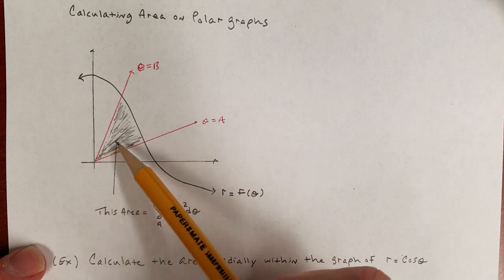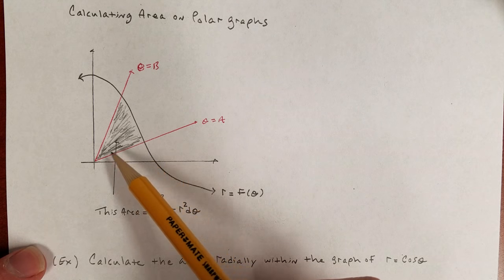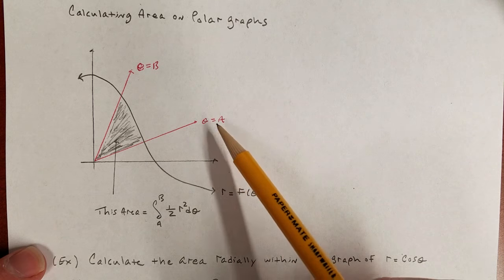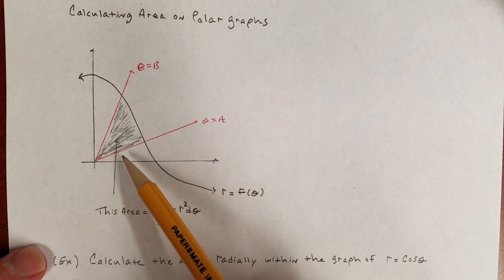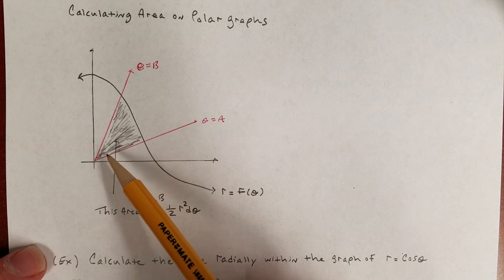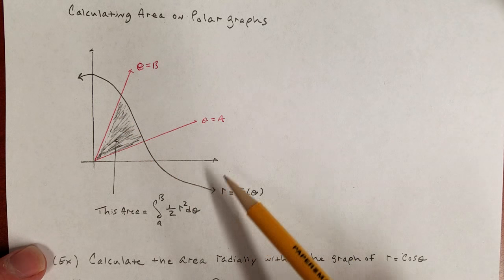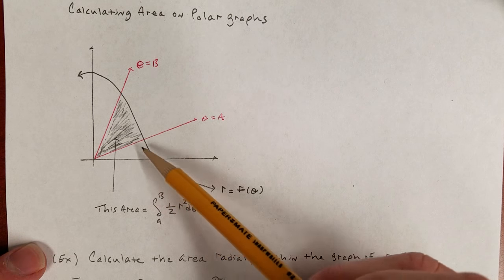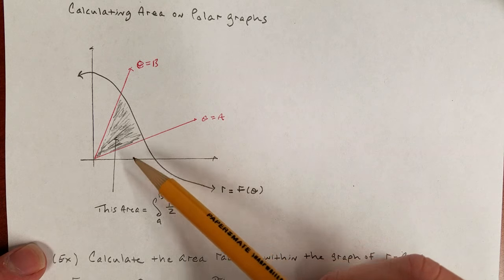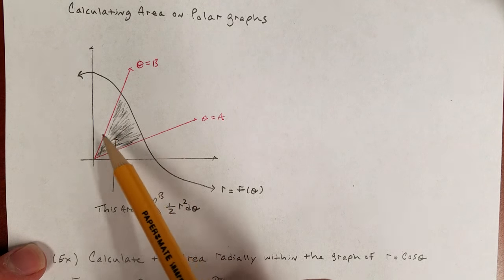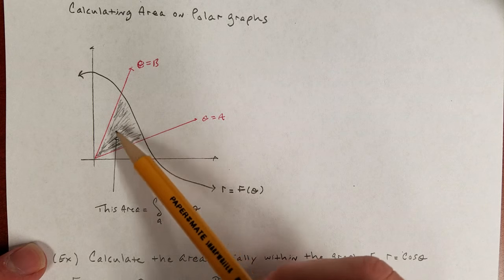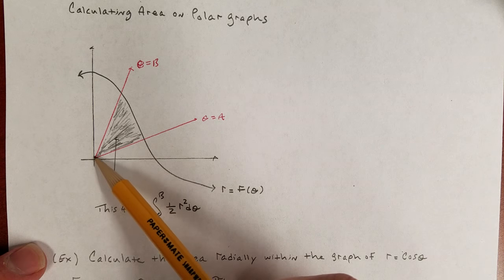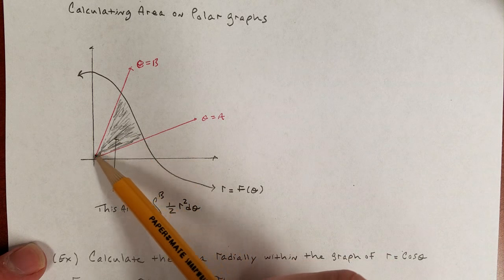And so the scenario is to find the area radially within that curve, within this angular wedge between angle A and angle B, whatever those are. Okay, so it's not the area under the curve, it's not the area to the left of it. As I said, it's the area radially inside of it, where the radial direction is from the origin directly outward.